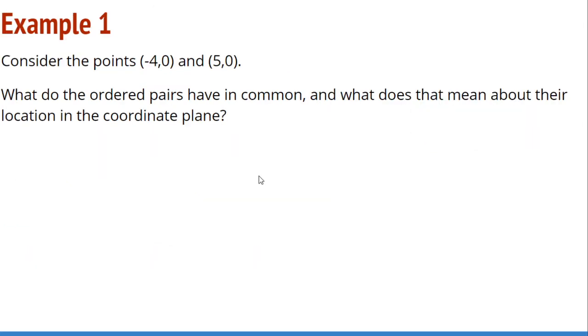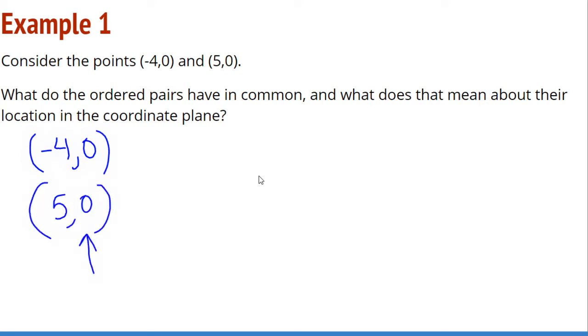Alright, so now we're going to use some of what we observed in that example and do a little bit of thinking and solve some problems. So the first thing we are going to consider is what if we have -4, 0 and 5, 0. Now one thing I notice is that they share a y-coordinate. What do the ordered pairs have in common? They have a y-coordinate in common.